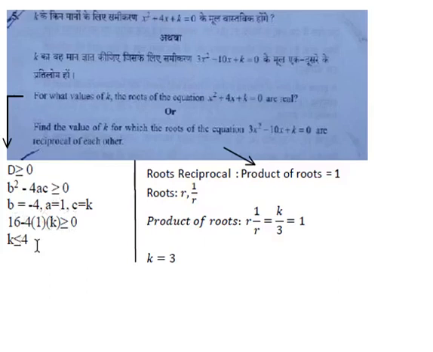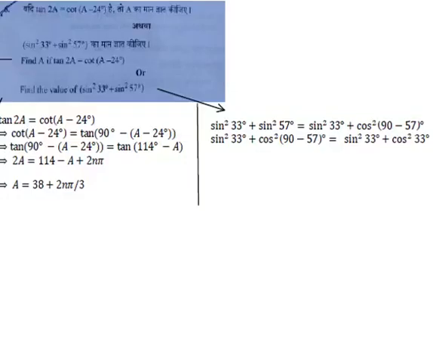Part B is we have to find the value of k for which the roots of the equation 3x squared minus 10x plus k are reciprocal of each other. Reciprocal meaning if one root is r, the second root has to be 1 by r. So clearly the product of the roots will be 1. Also, the product of the roots is c by a, where c is k and a is 3. So k by 3 equals 1, k equals 3.